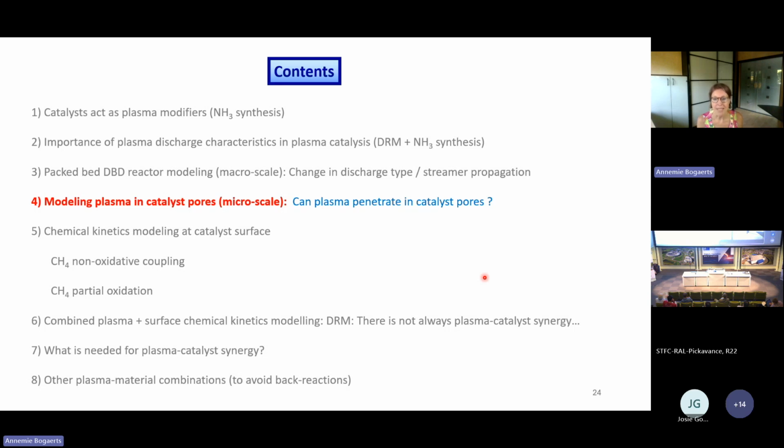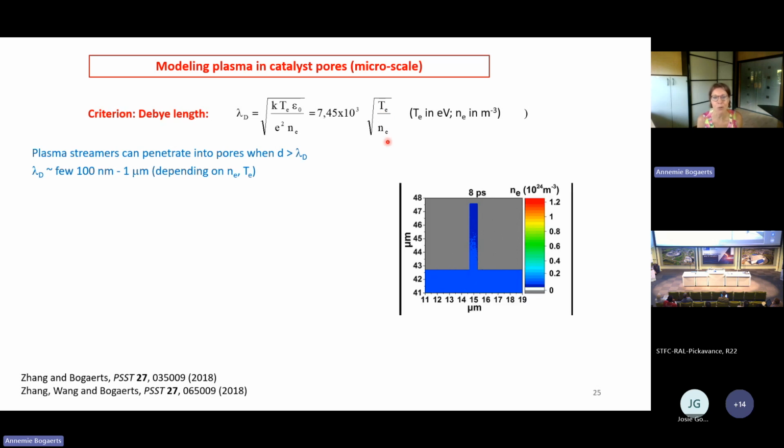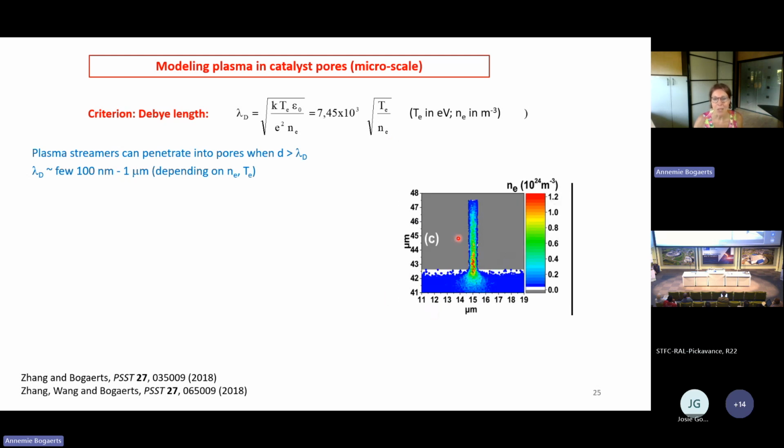Now, an important question in plasma catalysis is whether plasma can penetrate into the catalyst pores. So we also developed models for this, particularly Monte Carlo simulations, and we found that the criterion for this is the so-called Debye length. And the Debye length is actually a formula that depends on the electron temperature and electron density. That's not so important, but we showed that plasma streamers can penetrate into pores when their diameter is larger than the Debye length. As you can see here, this is the electron density, and it has a maximum inside the pores.